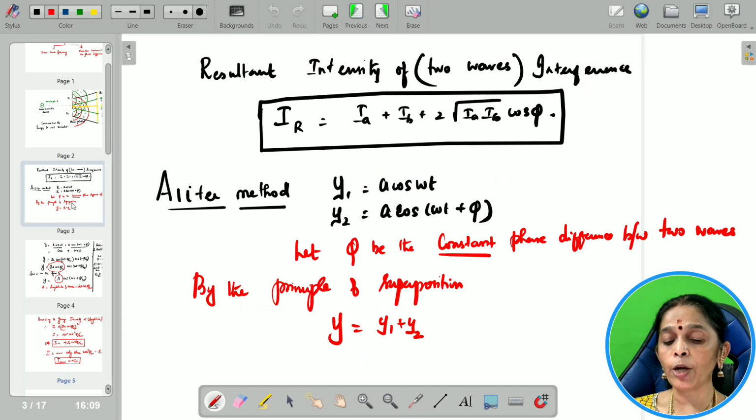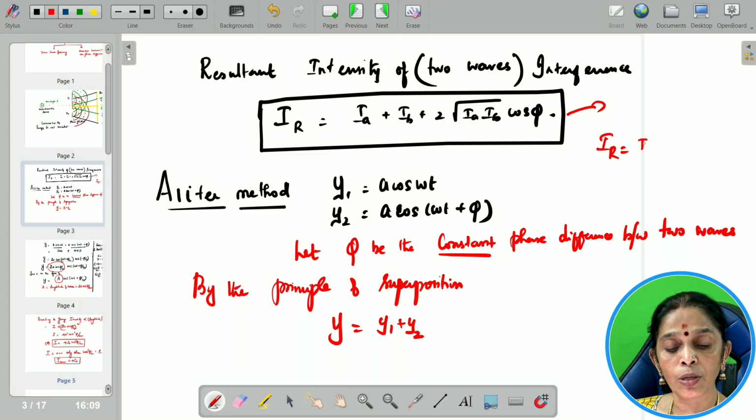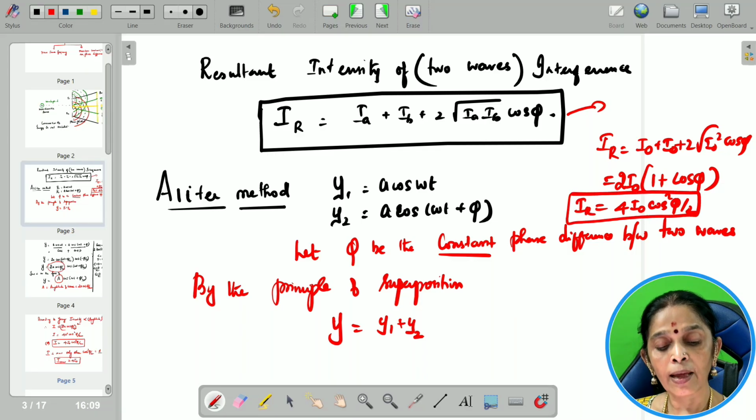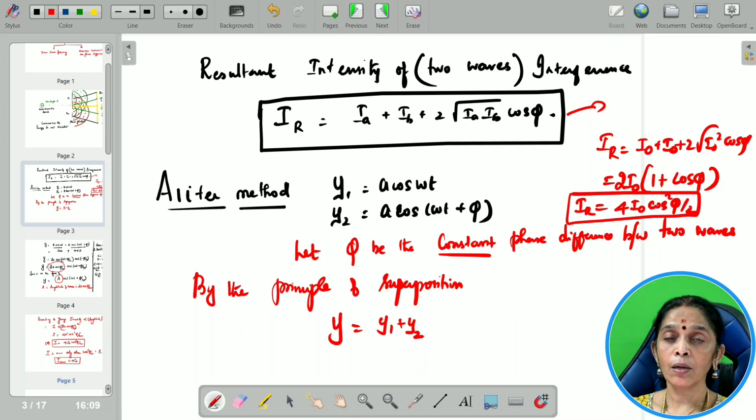You may be wondering, why don't you get the same answer? Yes, you will get the same answer. Put IA is equal to IB is equal to I naught. Then you will get IR is equal to I naught plus I naught plus 2 root I naught square cos phi. So same thing, you will get 2 I naught into 1 plus cos phi. So what is 2 I naught into 1 plus cos phi? 4 I naught cos square phi by 2. So you will get the same thing only. There we have taken the same intensity, but here we are taking two different intensities.